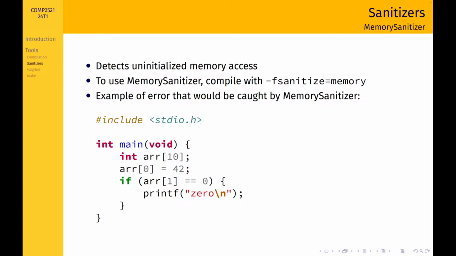The sanitizers run during the runtime of the program. So it'll keep track, while the program is running, of what is initialized and what isn't. And if you try to use an uninitialized value in an if statement, then it'll complain. Sanitizers also change the code that is generated. It adds extra machine code to the program to check things at runtime.